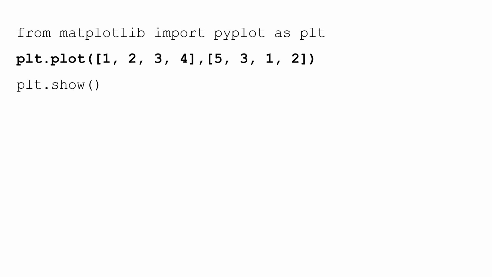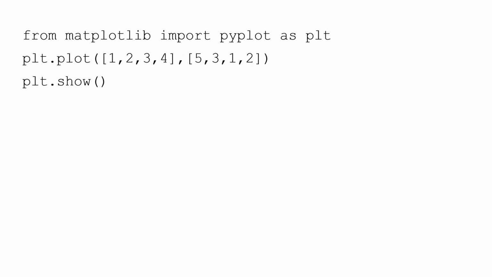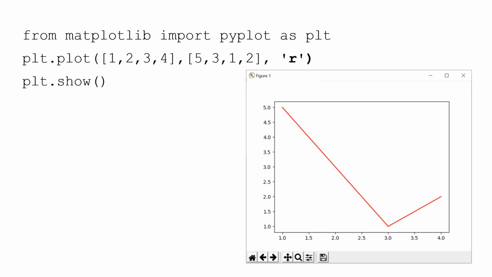The output produced by this code is, this is a line chart with a solid blue line joining the specified points, that is (1, 5), (2, 3), (3, 1) and (4, 2). We can also specify the color code to get the line in a specific color. For example, if the call to the plot function is changed to specify red color, then the output will be, that is, the line chart in red color.